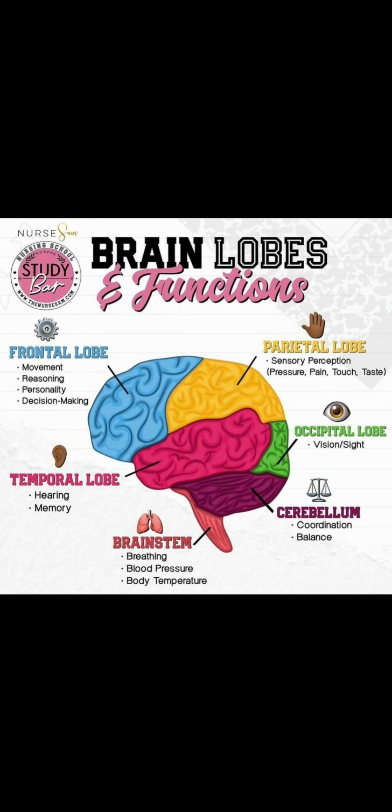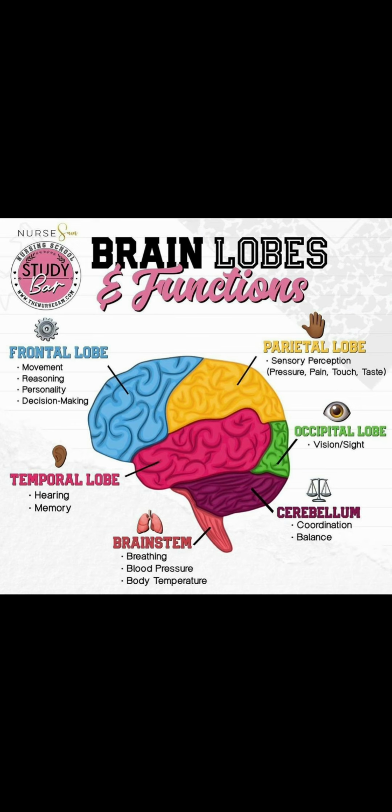Now talking about the functions, frontal lobe is responsible for movement, reasoning, personality and decision making. The parietal lobe is responsible for sensory perceptions. P is for parietal and P is for perceptions. And sensory perceptions are pressure, pain, touch and taste.